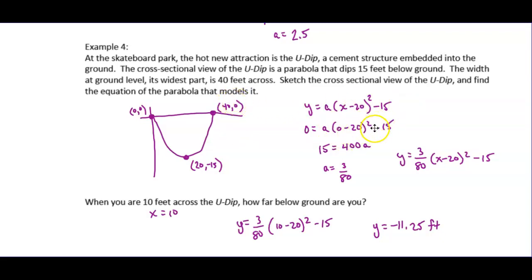0 minus 20 gets squared, becomes 400. 15 gets added to the left. Divide by 400 and reduce. So 3/80ths becomes my stretch factor.